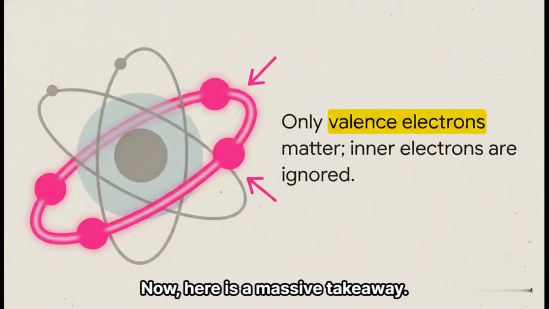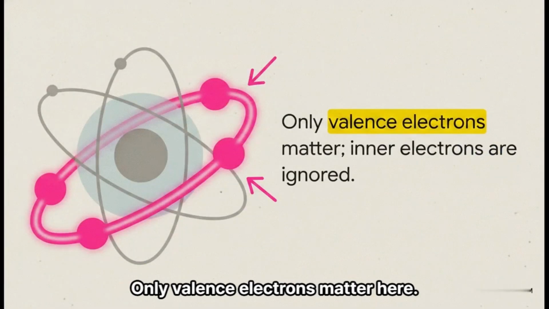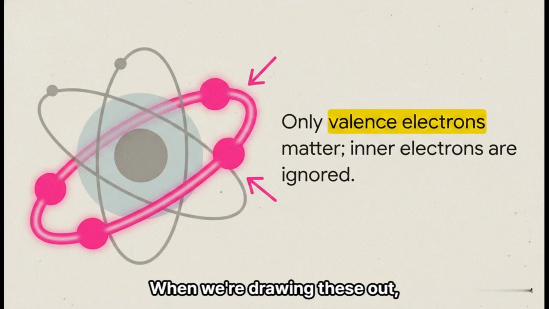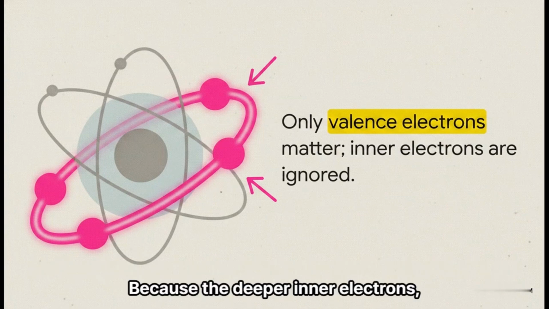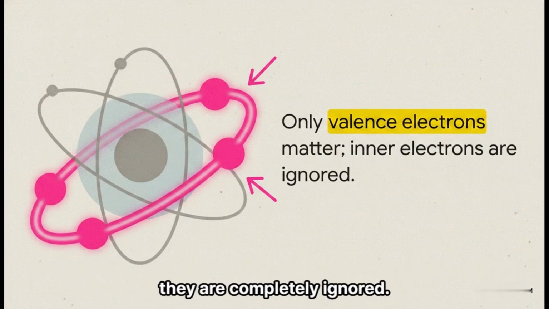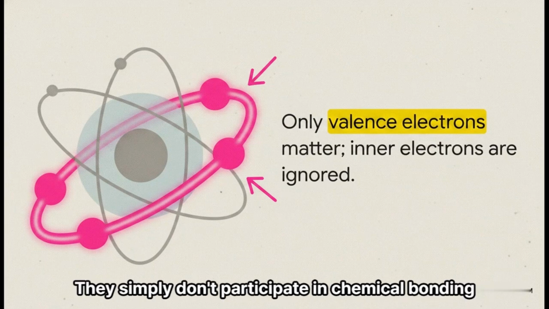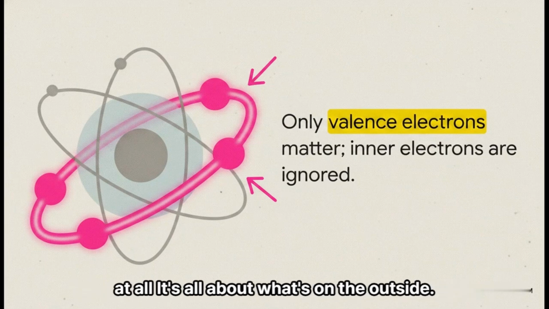Now, here is a massive takeaway. Only valence electrons matter here. When we're drawing these out, we literally only care about that outermost shell of electrons. Why? Because the deeper inner electrons are completely ignored. They simply don't participate in chemical bonding at all. It's all about what's on the outside.